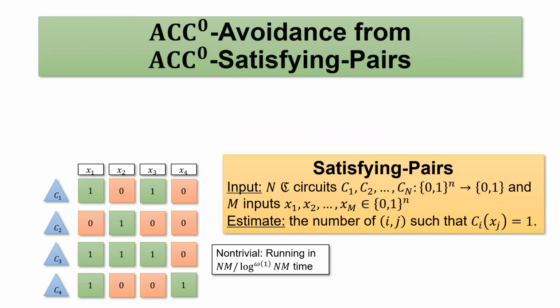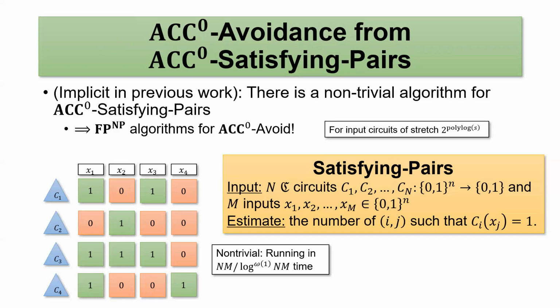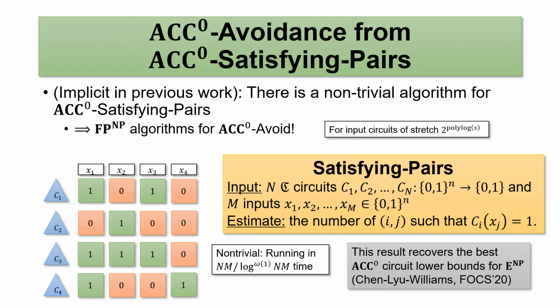We can also restrict the problems to ACC0 circuits. And in addition, we already have a non-trivial algorithm for ACC0 satisfying pairs. Therefore, we have an FP^NP algorithm for ACC0 range avoidance. This result recovers the best known ACC0 circuit lower bounds by Lijie Chen, Xin Lyu, and Ryan Williams.